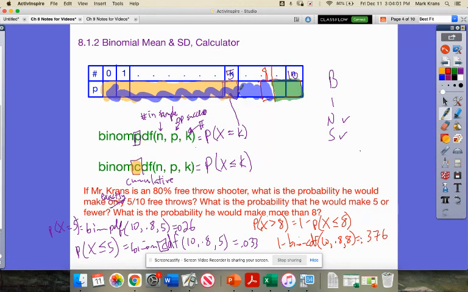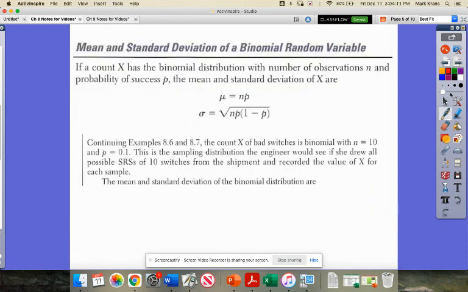The PDF function fills in a single box. The CDF function fills in that box K and below. Okay? This is everything K and below. The other thing I want to talk about is the mean and the standard deviation. All right.